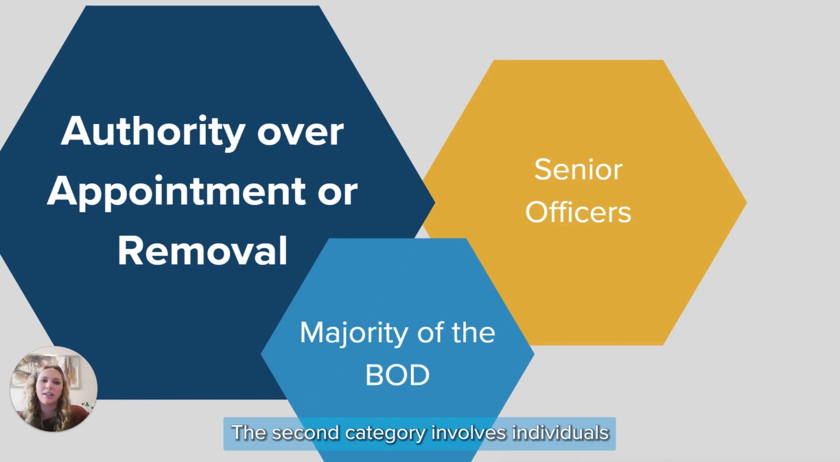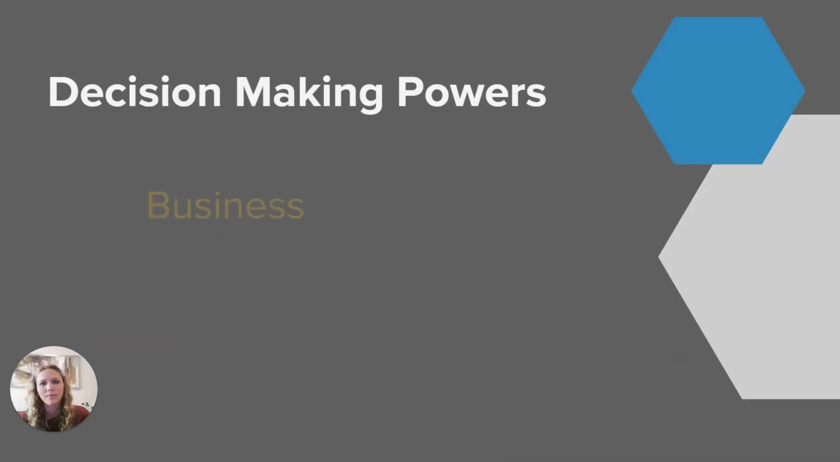The second category involves individuals who have the power to appoint or dismiss senior officers or the majority of the board of directors. This authority, in turn, gives them significant influence over the company's strategic direction and operations, making them key figures in the identification of beneficial owners.